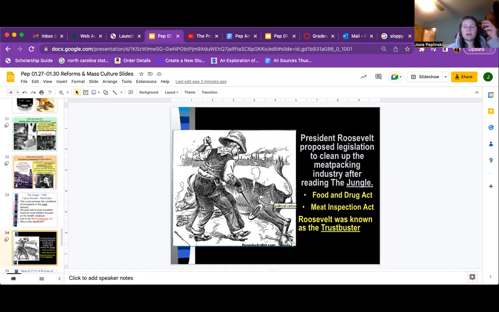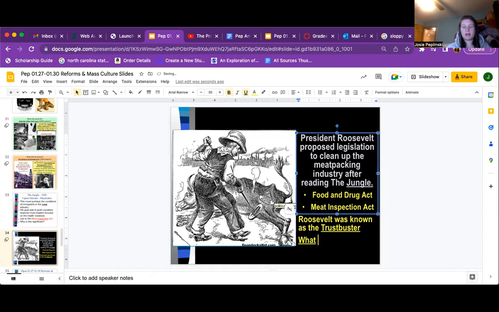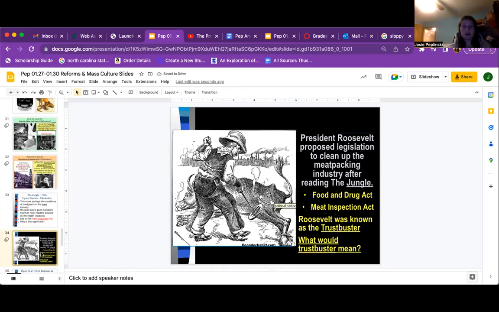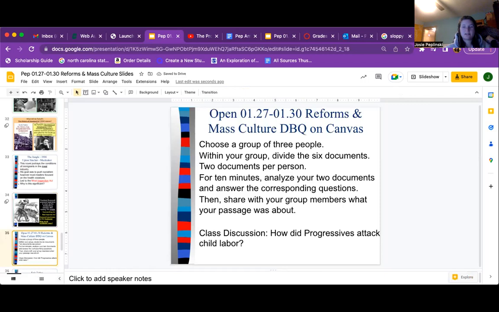As I said, next time we're going to learn about the progressive presidents in a lot of detail. But here's a highlight. President Roosevelt proposed legislation to clean up the meatpacking industry after reading The Jungle through the Food and Drug Act, the Meat Inspection Act, and Roosevelt was known as a trust buster. Remember, what would trust buster maybe mean? I talked about this already. He's breaking up monopolies. He's not allowing them to go unchecked.